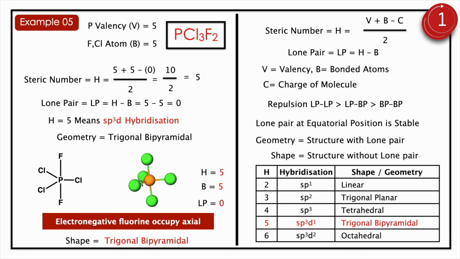H is 5, meaning sp3d hybridization, trigonal bipyramidal. Here the confusing fact is where fluorine and chlorine will come. Here the most electronegative fluorine will come in the axial position. It is the rule, memorize it. So fluorine comes in axial, chlorine in equatorial. So the shape of PCl3F2 is trigonal bipyramidal.